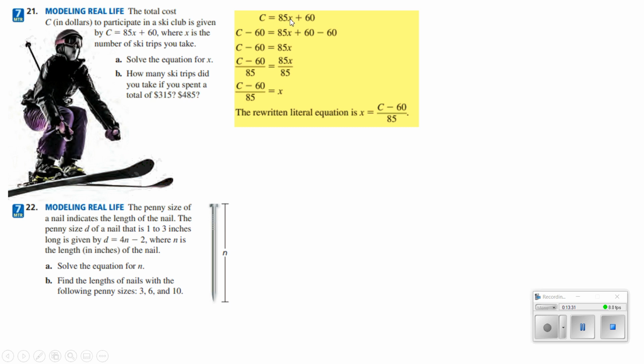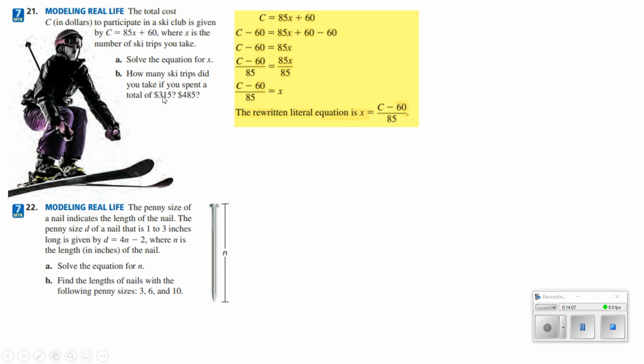When I take C equals 85x plus 60, I remember that I can subtract 60 from both sides. I need to get rid of that number that doesn't have a coefficient or isn't multiplying. Now I have C minus 60 equals 85x. I'll divide 85 away, and that means that x has to equal (C minus 60) divided by 85. The rewritten literal equation is x equals (C minus 60) divided by 85.